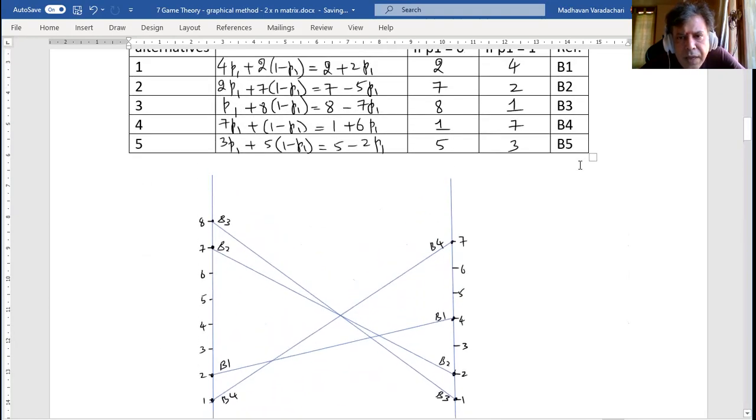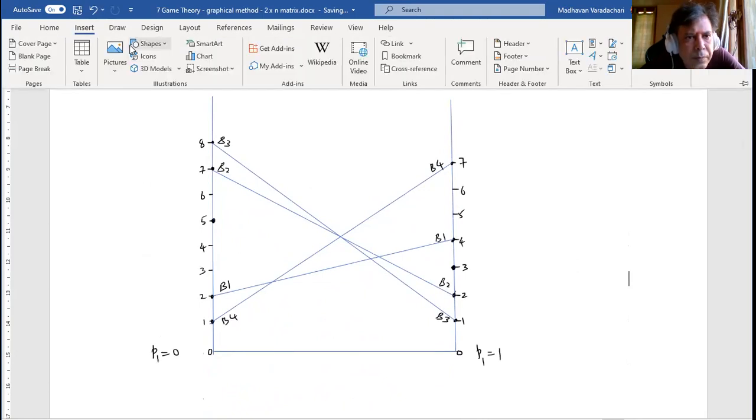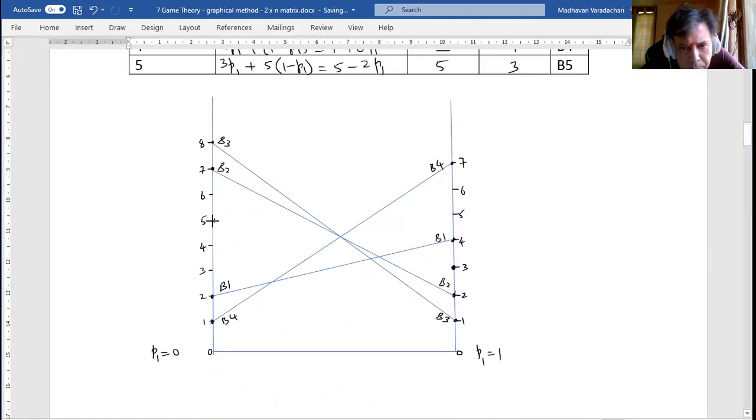Then last one, 5 and 3. Left it is 5, right it is 3. Join those two. This is B5.